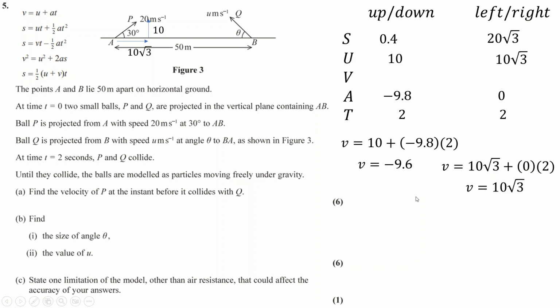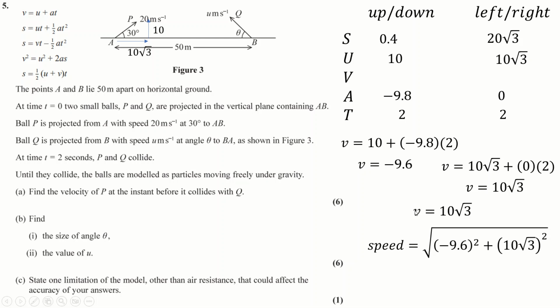Velocity. What you're supposed to do is work out the speed based on these two components. I don't know why that's been written twice, just ignore that. You do that by working out this squared plus this squared, square rooted. So the speed is this. And then you also work out the angle it's going at. So it's going down at 9.6 and across at 10 root 3, so tan inverse of 9.6 over 10 root 3 gives you an angle of 29 going downwards.